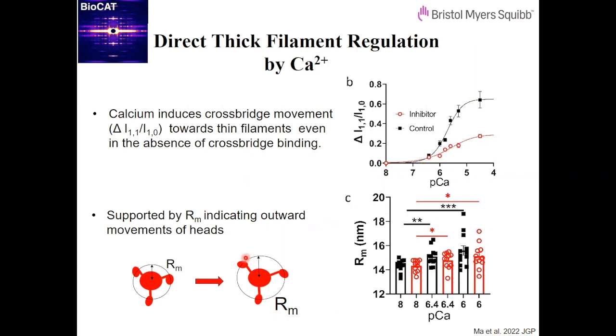active cross-bridge. So another number called RM. RM is derived from the layer line. I'm not going to worry about how to do the calculation, but the basic idea is, if you look at the thick filament in a cross-section view, RM is the average mass of the myosin head across the thick filament backbone. So if RM increases, that means the heads are sticking out. In control, we see the myosin heads sticking out, but also in the absence of force, we see a significant increase of RM, which means that the heads are sticking out in response to external calcium.